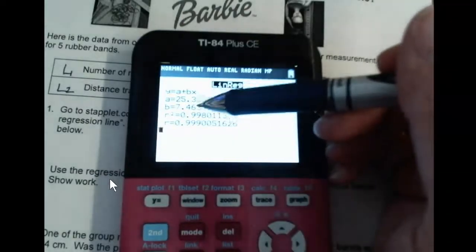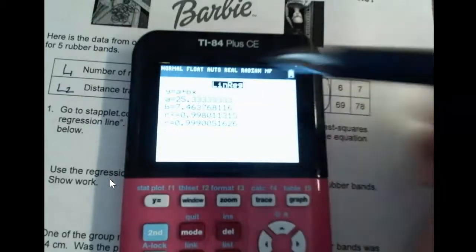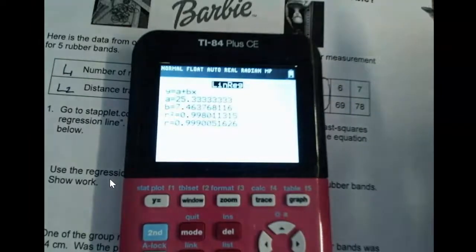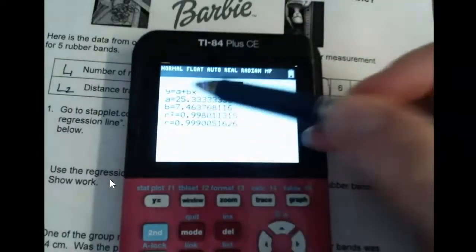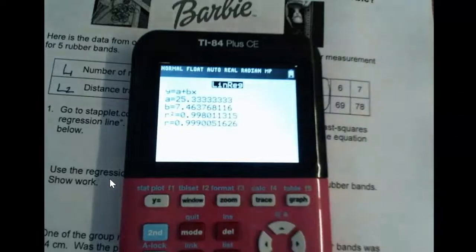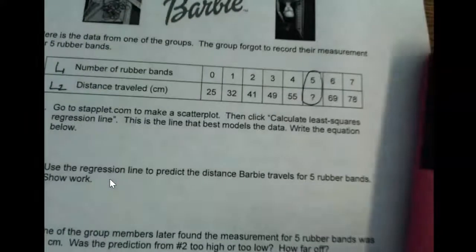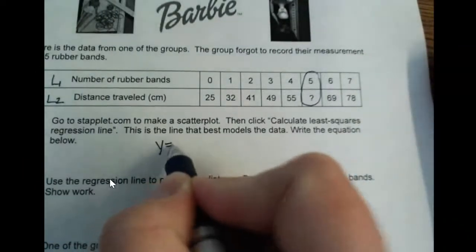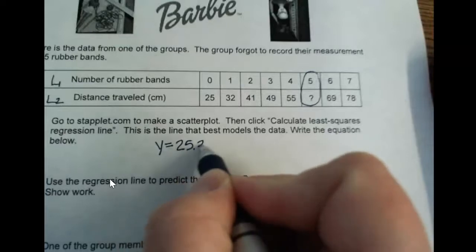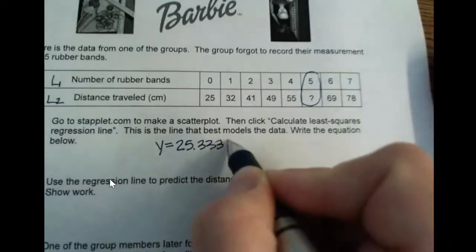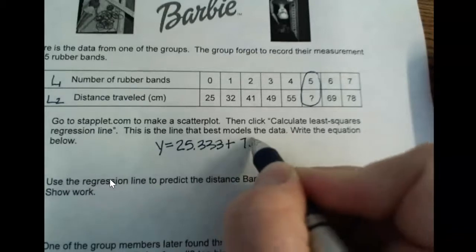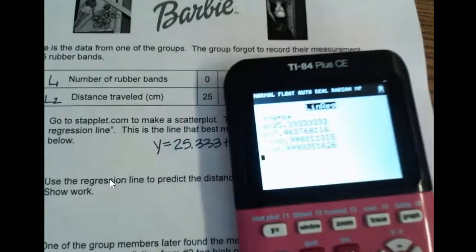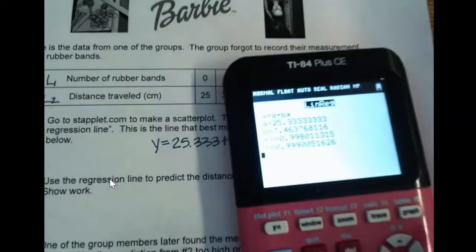Now we have a and b here. Notice your equation also has a and b. You're just going to take whatever a equals and substitute it into the equation where a is, and take whatever b equals and substitute it where b is. So we're going to write it in that form. Our regression line is y equals 25.333 plus 7.464x. I just took the values from a and b and substituted them in.